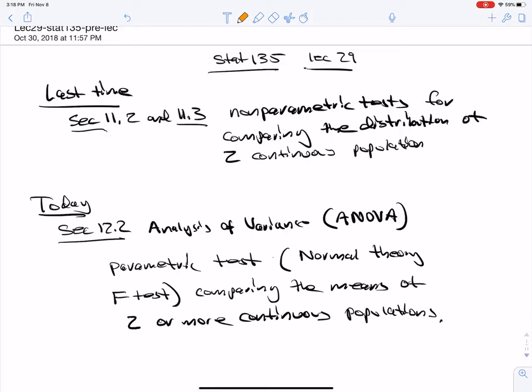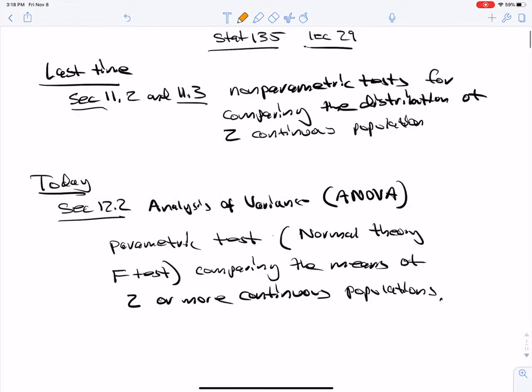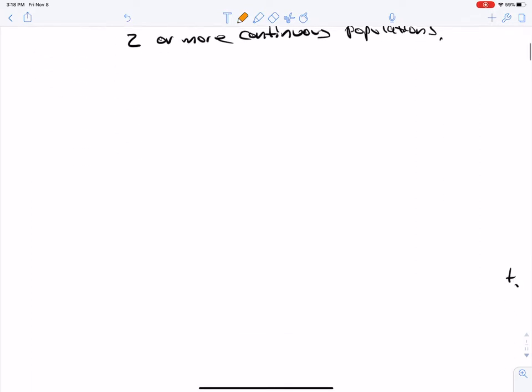Now we're going to be generalizing the t-test, which is a parametric test, to more than two groups. This is called analysis of variance, or ANOVA. It's a parametric normal theory test, also called the F-test. And we're going to be comparing the means of two or more continuous populations.